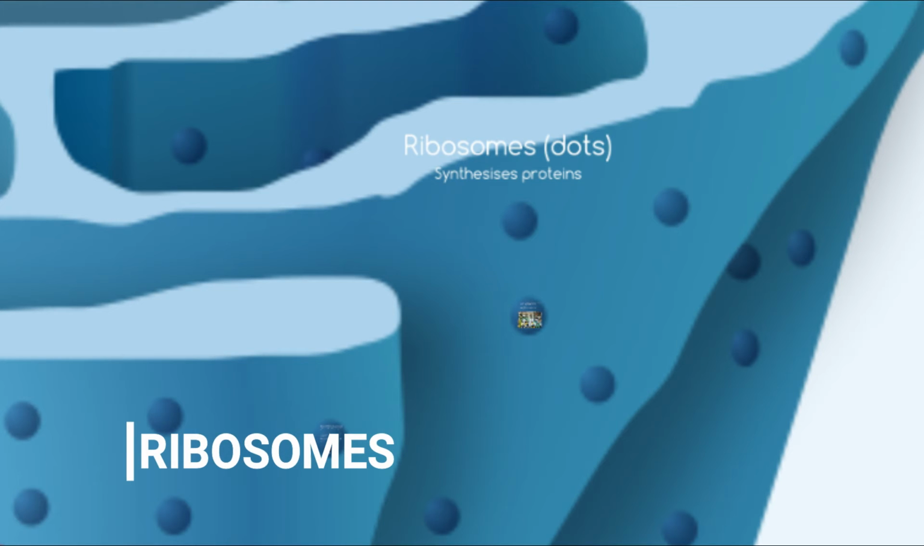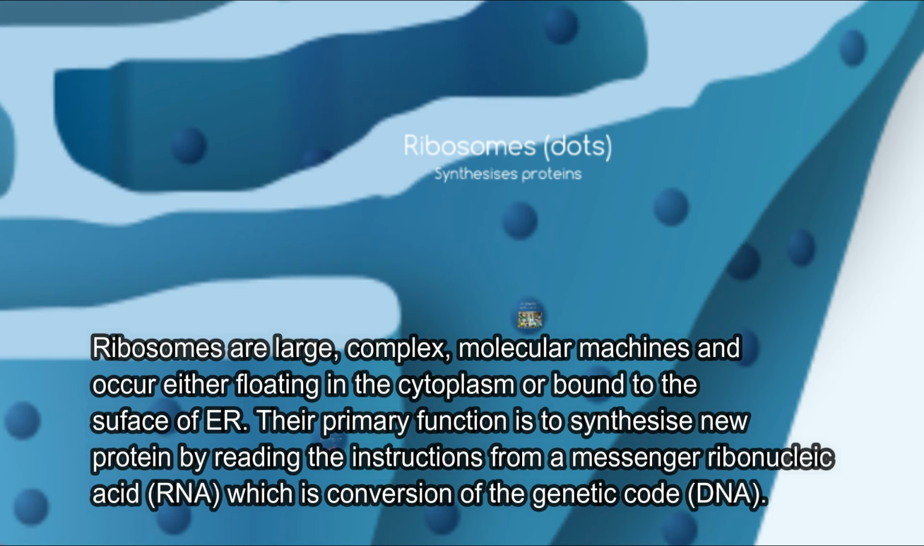Ribosomes synthesize proteins. Those are the dots. Ribosomes are large, complex, molecular machines and occur either floating in the cytoplasm or bound to the surface of the ER. Their primary function is to synthesize new proteins by reading the instructions from a messenger ribonucleic acid, or mRNA, which is a conversion of the genetic code, the DNA.